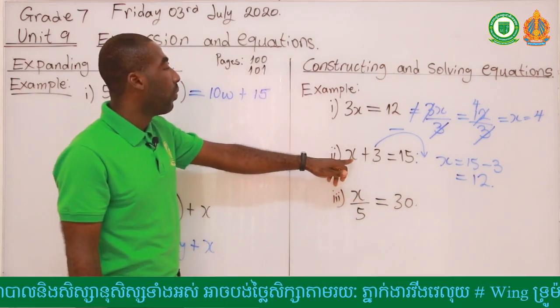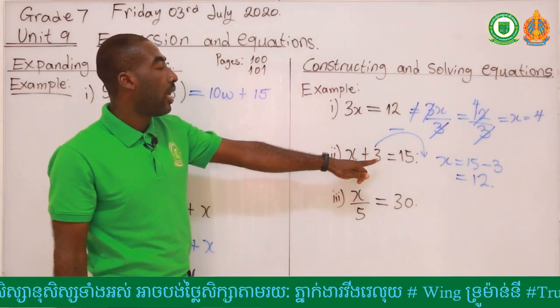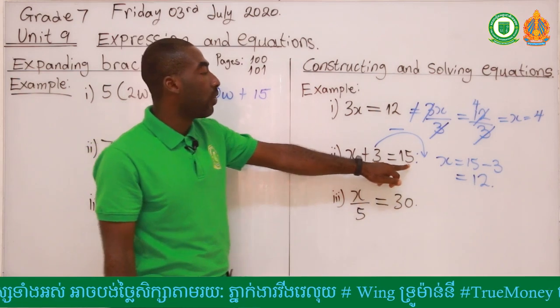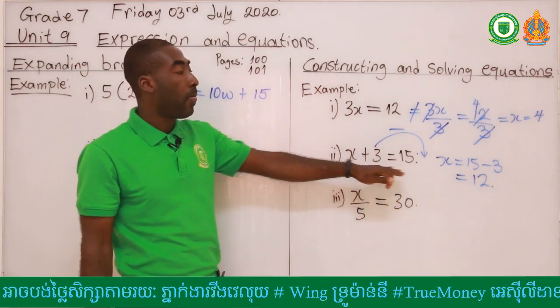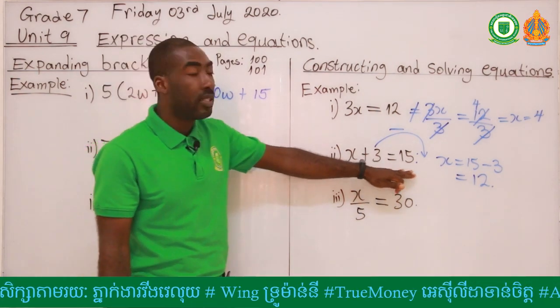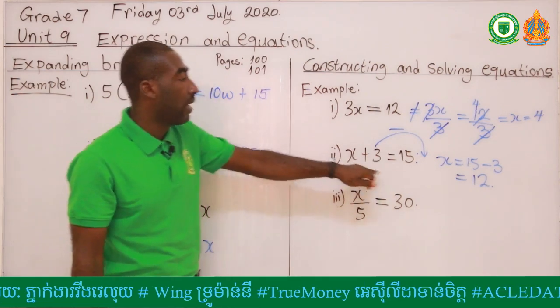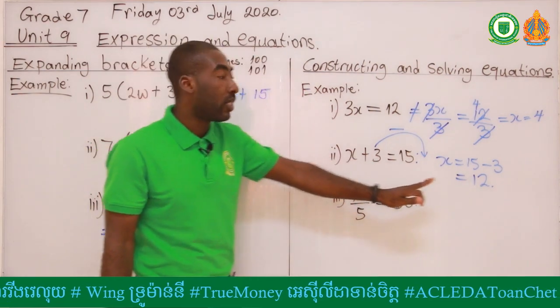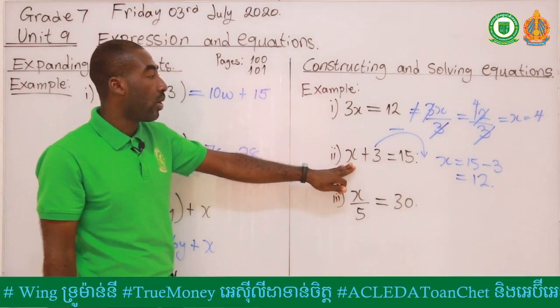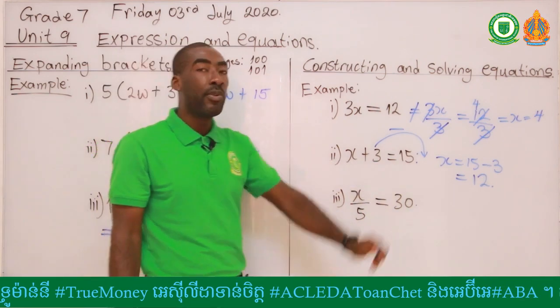That means when you put 12 here and you add 3 to it, it's going to give you 15. So that is the check strategy, how to check to find out that your 12 that you've gotten is the right answer. 12 plus 3 will give you 15.